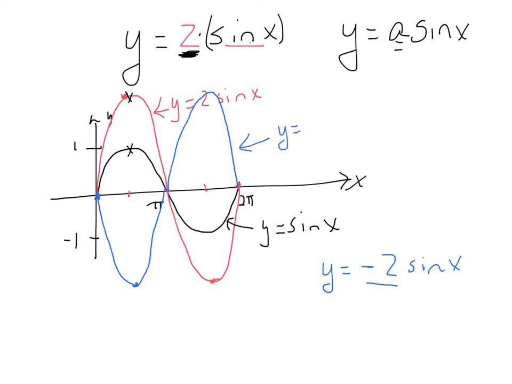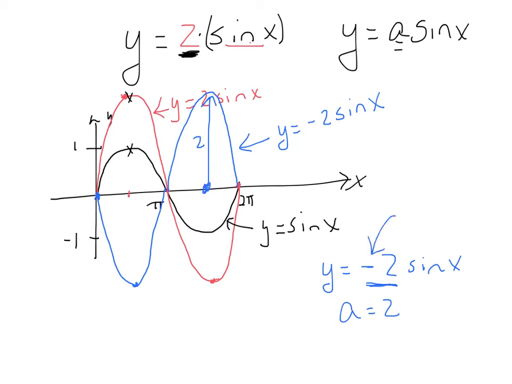So this one is representing y equals negative 2 times the sine of x. Understand, though, that the amplitude is 2, because the distance from the midline to the peak is 2. A lot of people want to say it's negative 2. It's really not. The negative is a reflection.